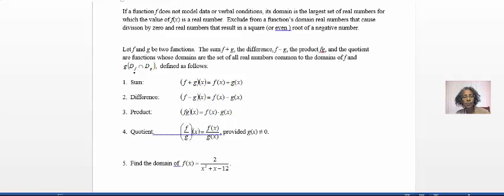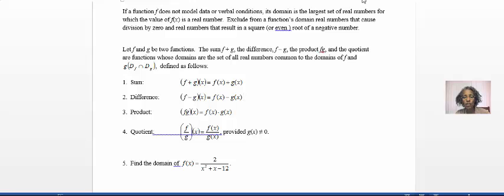So essentially, we need to intersect the domains. The sum of two functions is really just f of x plus g of x, but you may see that written as f plus g of x. The difference function, f minus g of x, is simply f of x minus g of x. The product function, f times g of x, is simply f of x multiplied times g of x.